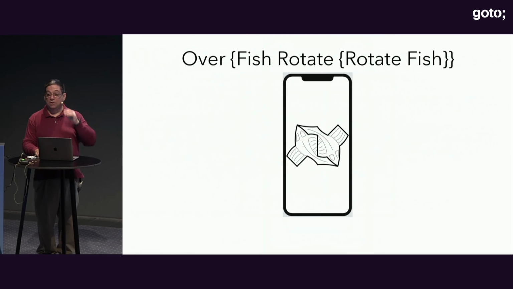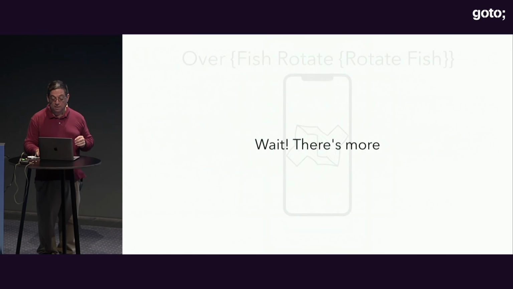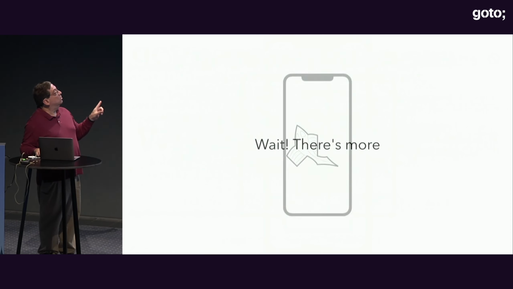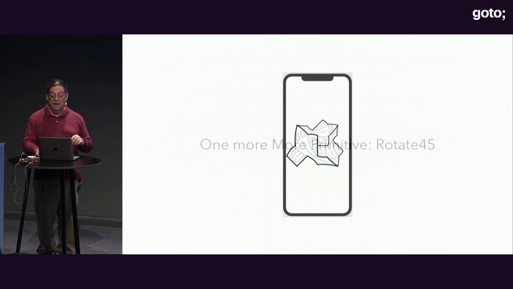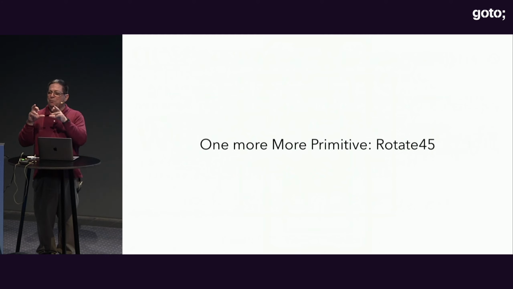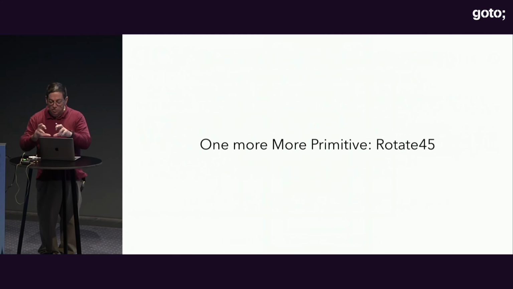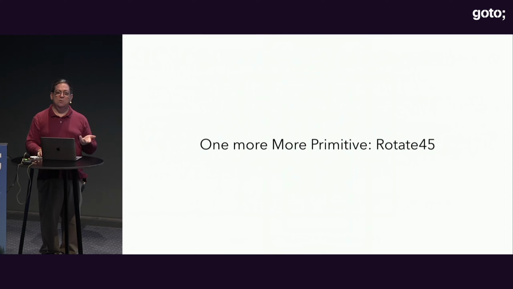You go, well, that's pretty cool, but Escher did more. Escher said, what if I rotate 45 degrees and shrink it? They fit together nicely. And I rotate that one again, and they fit together nicely. And all you need for that is one more primitive. So there are these building blocks. You write the minimal code, and then you use it, you compose.